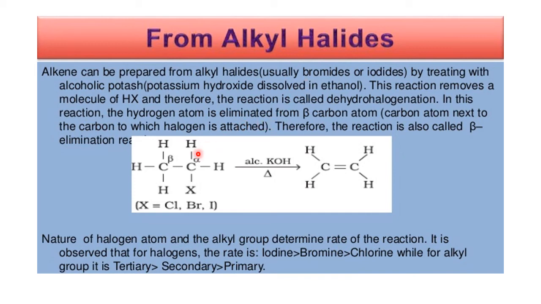So that means out of these three, one H will go. Hydrogen attached to the beta carbon is called beta hydrogen. Hydrogen attached to the alpha carbon is called alpha hydrogen. Already from alpha, halogen is going. Therefore, hydrogen will not take part. Only these will take part. Therefore, it is called beta elimination.